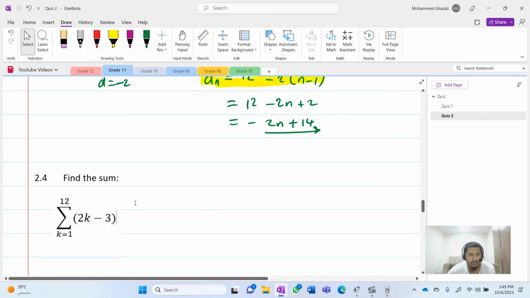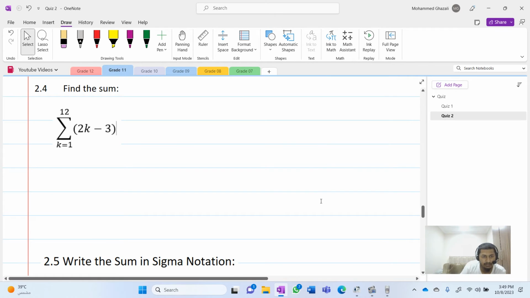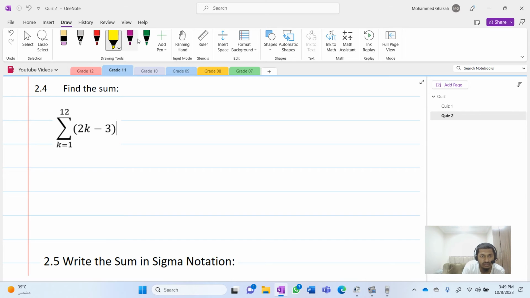Next question, we want to find the sum. We want to find the sigma sum of this function. So we will generate what sum we need to find. So we'll generate the terms of this sequence or the series. If I substitute k is equal to 1 inside here, you get 2 times 1 minus 3, which is negative 1, plus move on to the next k value.